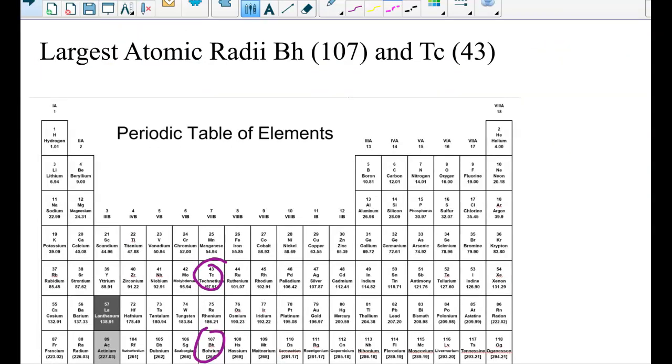Here we have largest atomic radius again. This time we're thinking about the trend. We know the trend does this. Pardon me, it increases from right to left and from top to bottom. And so we know it's increasing that way. So the largest would be Bh.